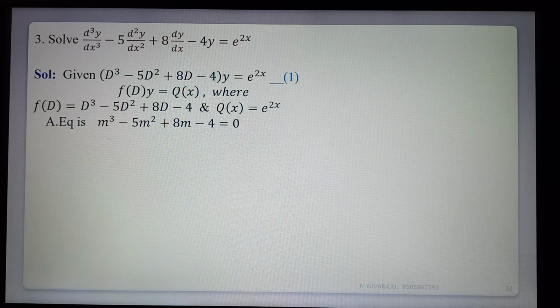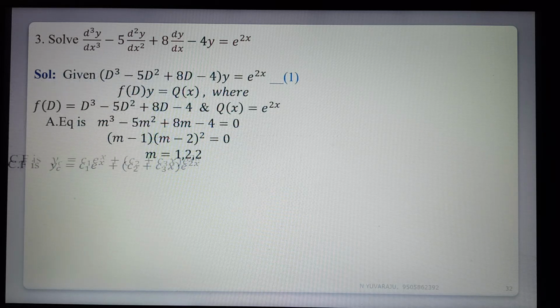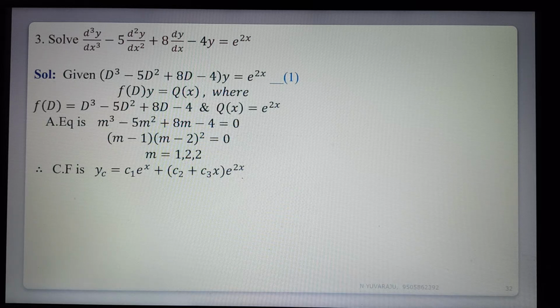So take the auxiliary equation and find the roots here. (m minus 1) into (m minus 2) whole square is equal to 0. m is equal to roots 1, 2, 2. So one root is distinct, two roots are equal. Therefore the complementary function is yc is equal to c1 into e power x plus (c2 plus c3 x) e power 2x.